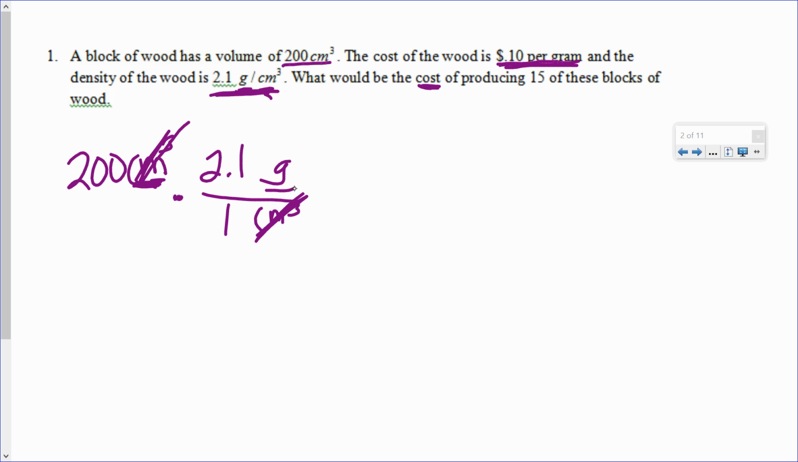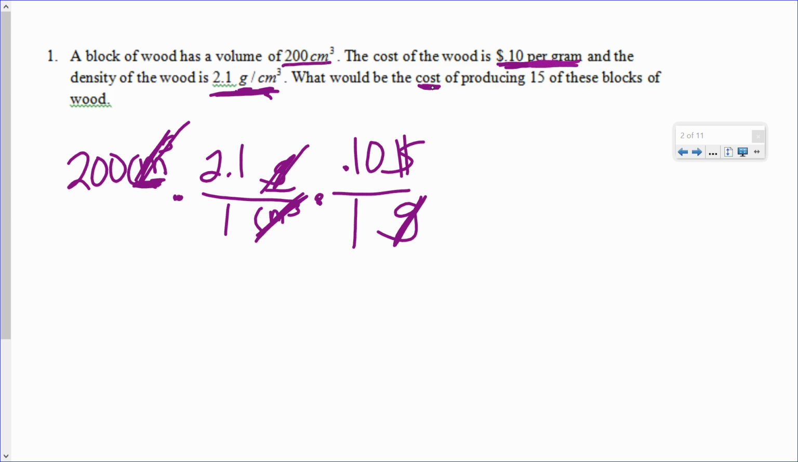So now, again, ultimately I want cost. So now I need to change grams. So again, grams goes on bottom. I'm going to look in the problem for gram. I see 10 cents per gram. So I'm changing the grams into money. It's 10 cents for 1 gram. Now the grams are gone. I wanted money. I have money.